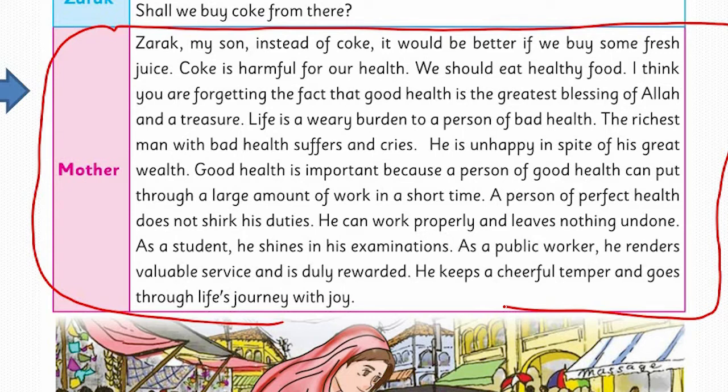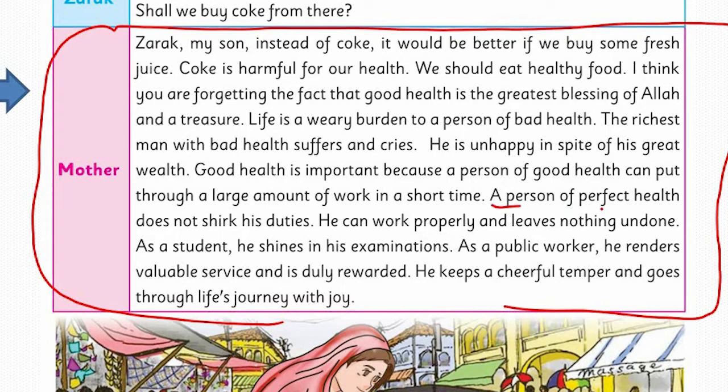And she also told him that we should not eat junk food, we should eat healthy food. Good health is the greatest blessing of Allah and a treasure here. A person who is not healthy and has bad health, life just becomes a burden for him. If you have lots of money and have no good health, there is no use of your money. If you're not having good health, you will be unhappy and ill all the time.